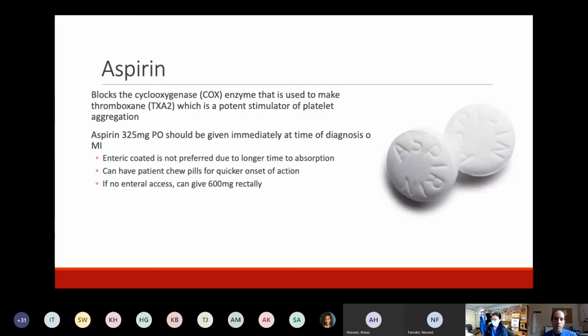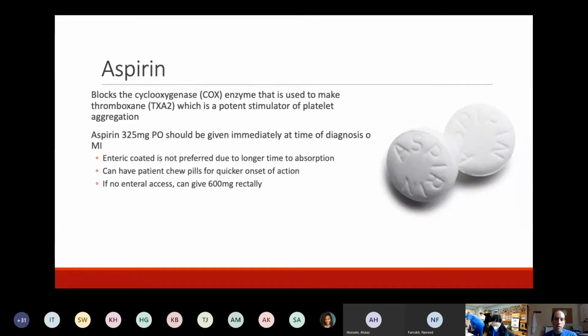The mainstay of all treatment is aspirin. You all know aspirin blocks the COX enzyme that is used to make thromboxane. Thromboxane is a potent stimulator of platelet aggregation. So anything you do to decrease platelet aggregation will be very beneficial. Anybody who you are concerned is having an MI, anybody who walks in the ER with chest pain, essentially gets a full dose aspirin. So 325 milligrams PO as soon as you can.